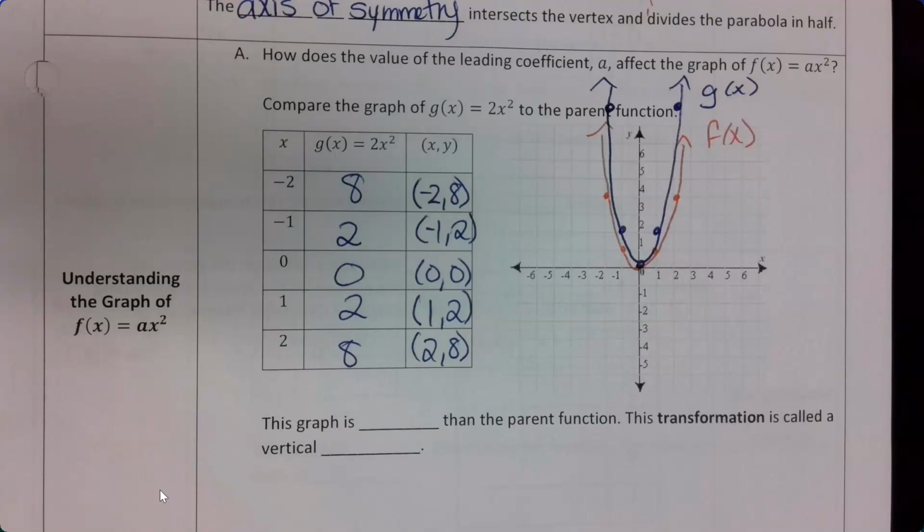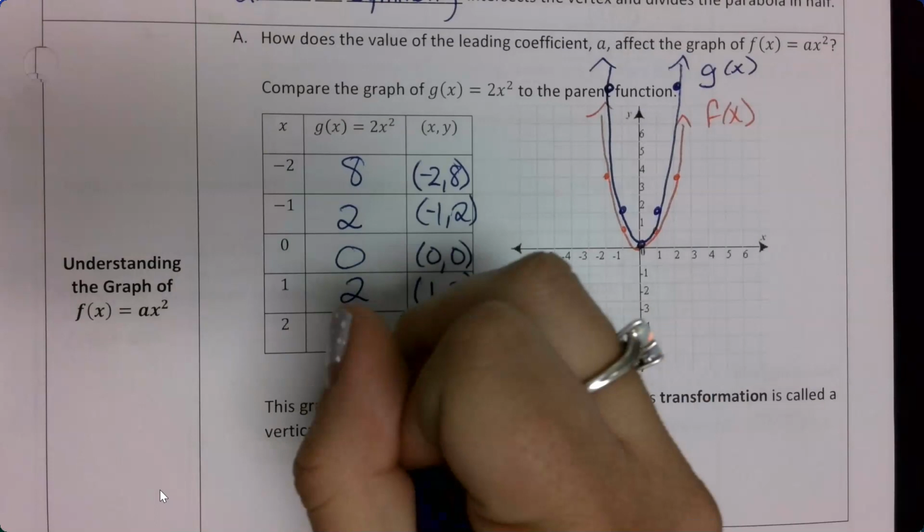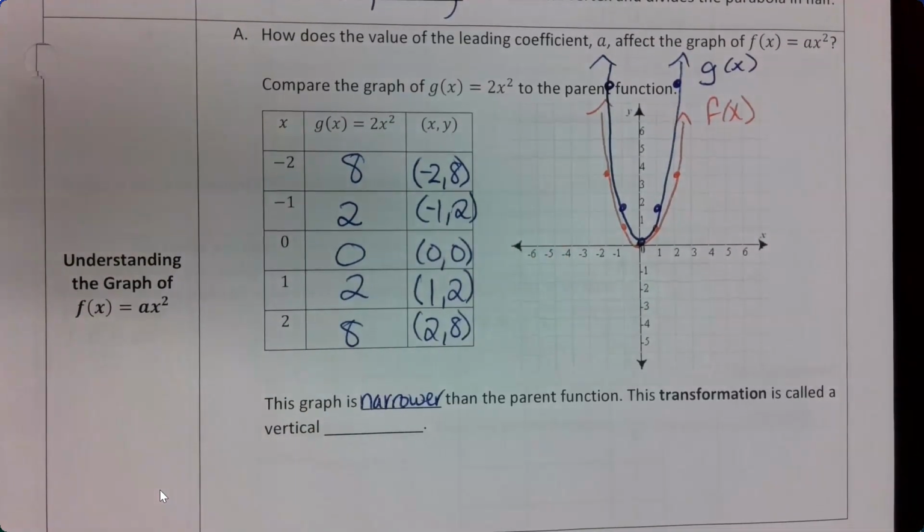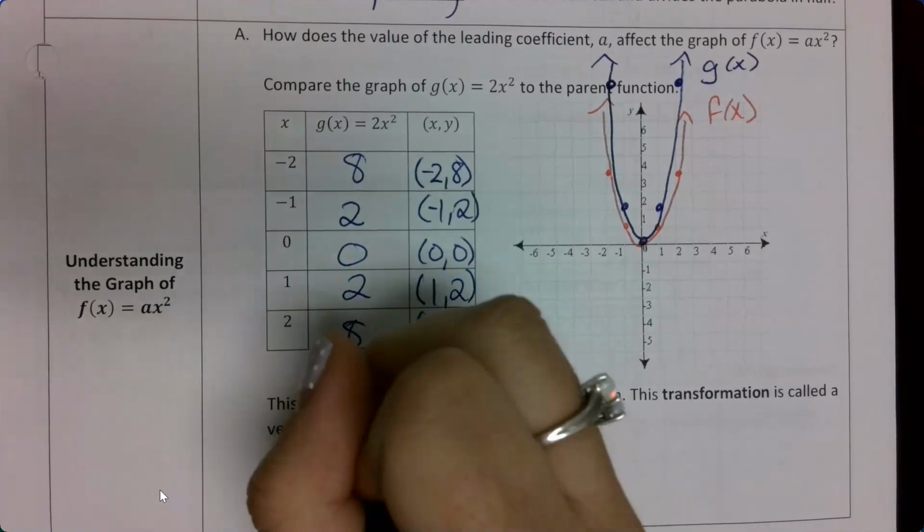Okay, so what do you notice about the blue graph compared to the red one? Kinda. So, yeah. Okay, so the second one's taller. The word I'm going to use is narrower. And then this transformation is called a vertical stretch.